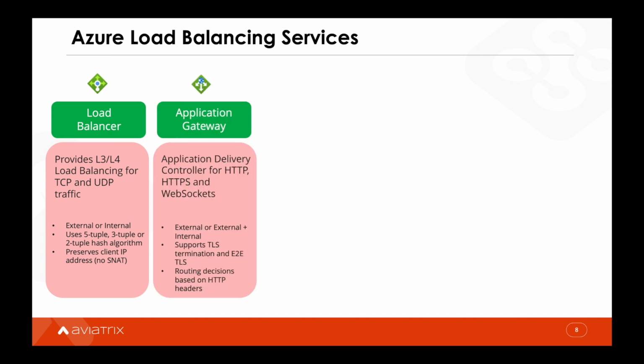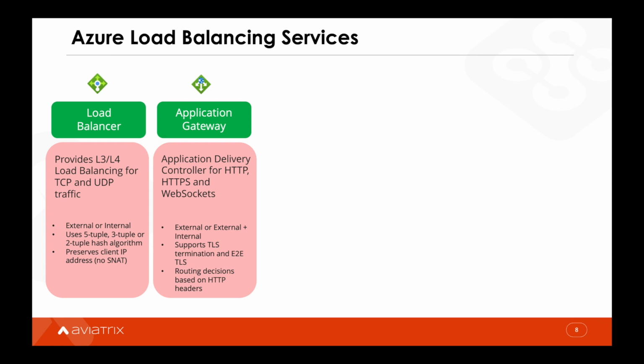We also have Application Gateway. This is an application delivery controller for web traffic. It supports HTTP, HTTPS, and WebSockets protocols. It can be deployed with a public IP address only for exposing web workloads to internet clients, or with a public and a private IP address for both internet and internal clients. It cannot be deployed with an internal IP address only, but traffic from internet clients can be restricted using network security groups. It acts as a reverse proxy.